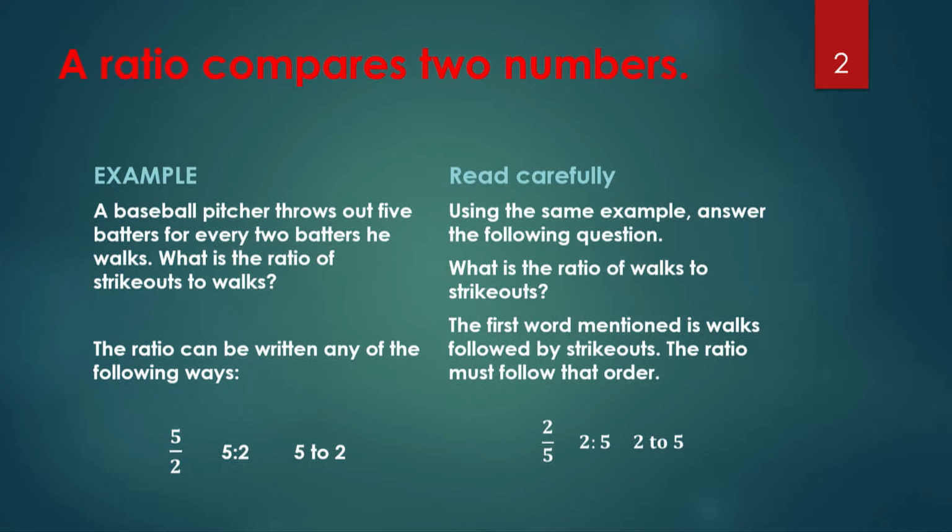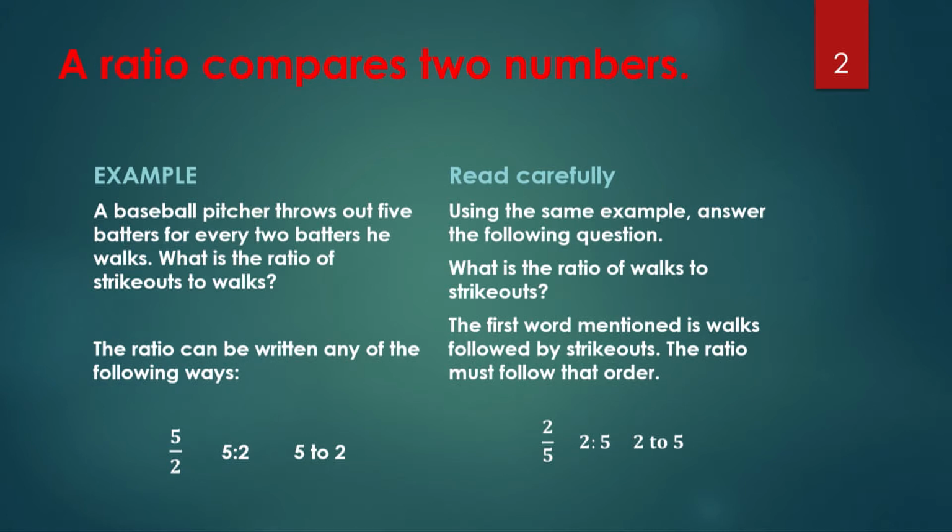You could also write it with a colon in the middle, so 5 colon 2. Or you could use the word to, 5 to 2. So those are all correct. You might see it any of those ways. We're going to use the same example on this slide to answer the question a little differently.